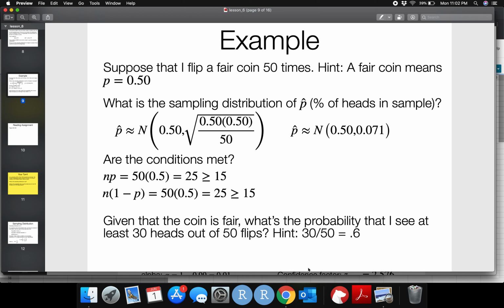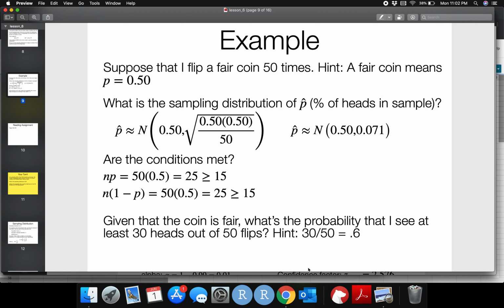So the first example was this coin flipping example, and I find the sampling distributions, see if the conditions are met, and then at the end, I ask a probability question. Given the coin is fair, what's the probability that I see at least 30 heads out of 50 flips? My hint is 30 out of 50 is really 0.6, because we're always looking at proportions. P hat is a proportion, which is between 0 and 1, and so I'm looking for the decimal version.